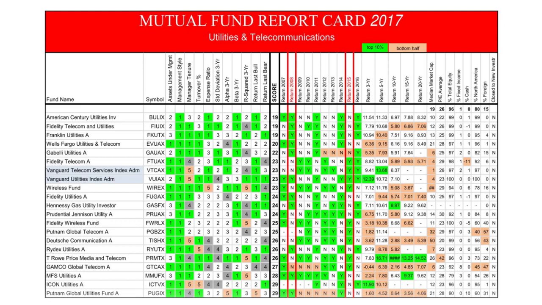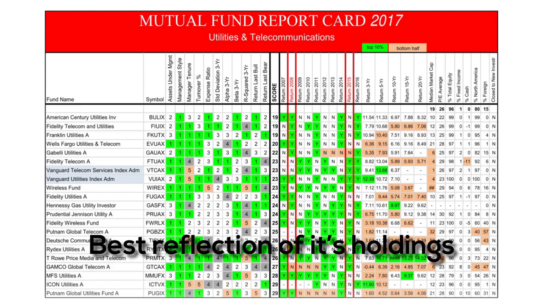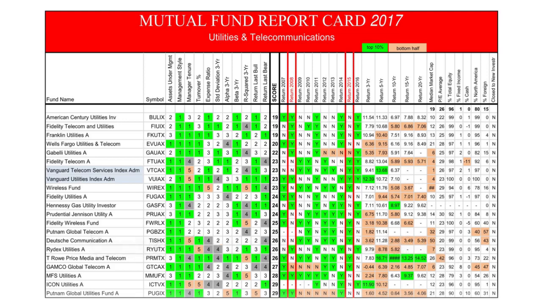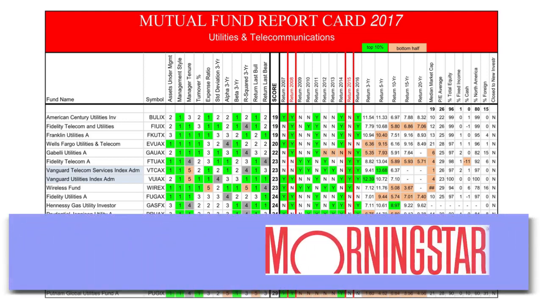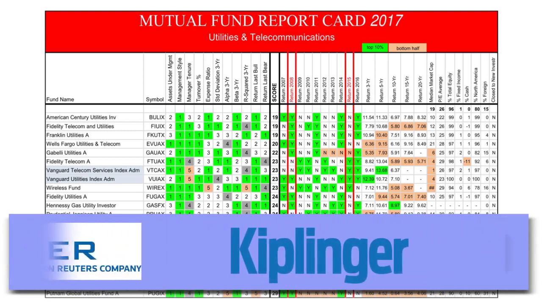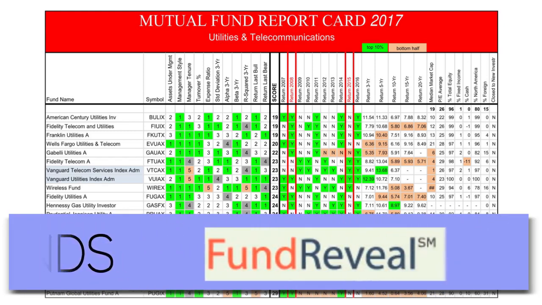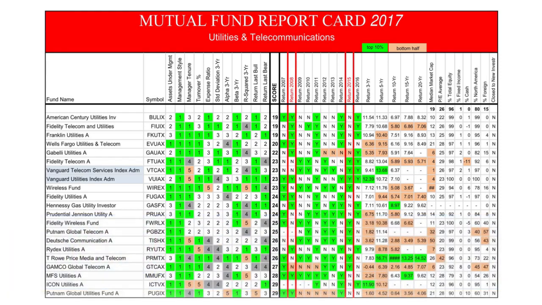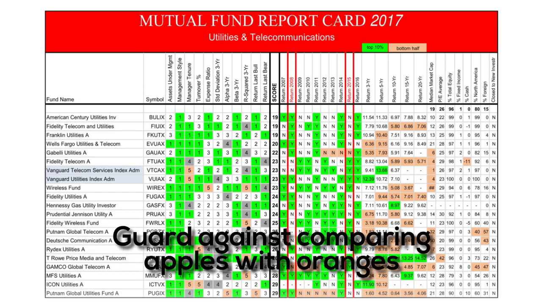Then what I do is I place all funds in the investment category that best reflects the manager's portfolio holdings. Now to do this, I consult with Morningstar, Lipper, Kiplinger, MAXFunds, FundReveal, and Yahoo Finance. And in addition to reviewing what these respected firms think, I make note of a fund's median market cap, bond duration, percent of holdings in equities, fixed income, both foreign and domestic. And without this exhaustive process, I might be comparing apples with oranges.